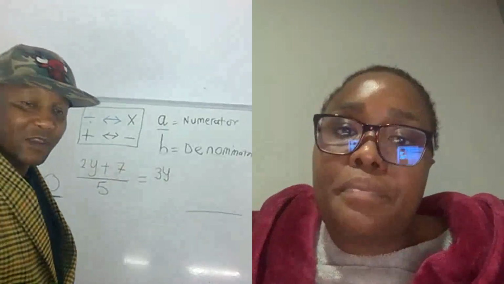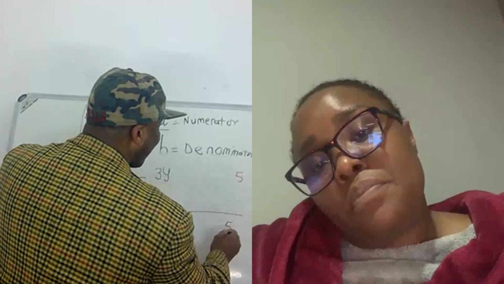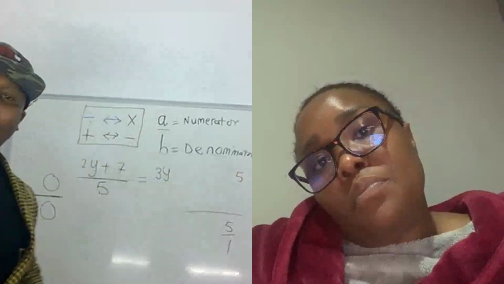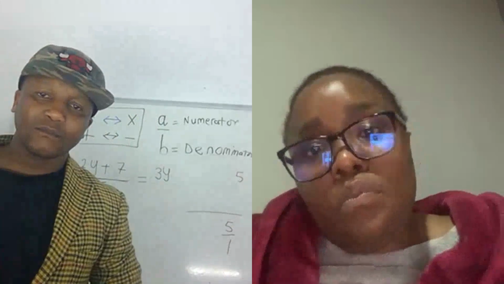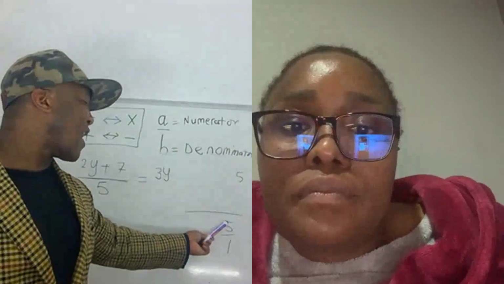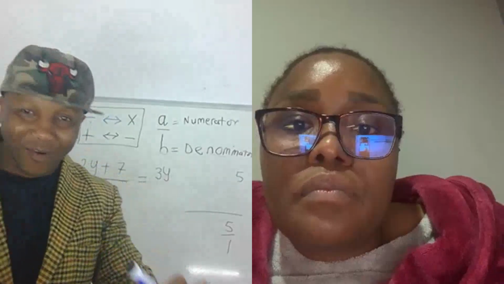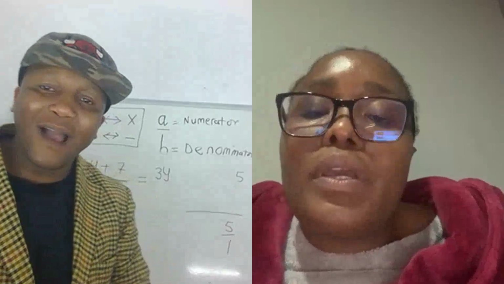But let me ask something, people. If you have a 5, and if you have 5 divided by 1, what is the answer? Is there any difference here? If you are given 5, and what is 5 over 1? Let me see slowly. What is 5 divided by 1?